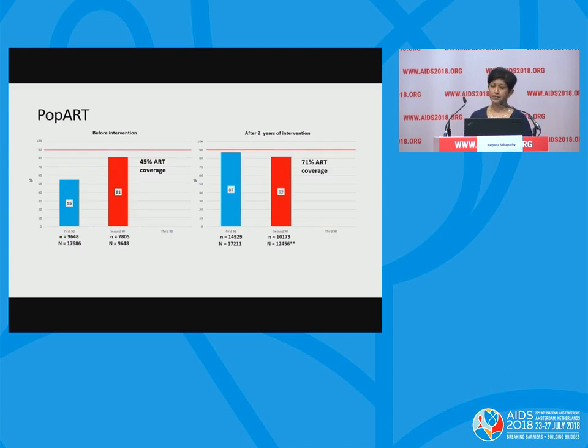PopART estimates: we don't have data on viral suppression, as I've said, but we can see here the substantial increase, due to the widespread HIV testing, in knowledge of HIV status between baseline and after 2 years. And the resultant ART coverage, as a result of the increase in knowledge of HIV status, went up from 45% to 71%.